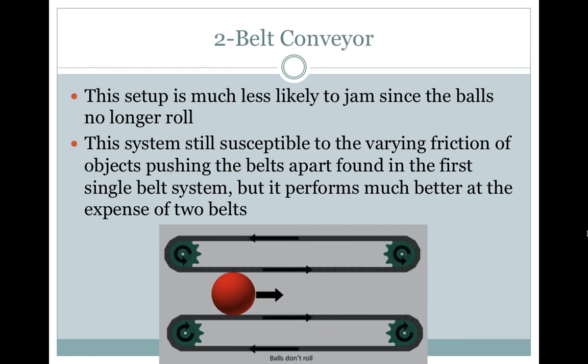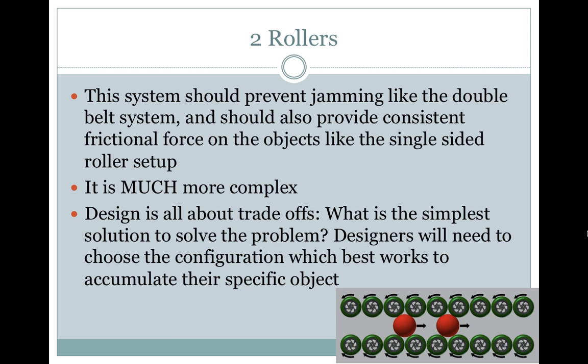Two-belt conveyor. This setup is much less likely to jam since the balls no longer roll. The system is still susceptible to the varying friction of objects pushing the belts apart found in the first single-belt system, but it performs much better at the expense of two belts.